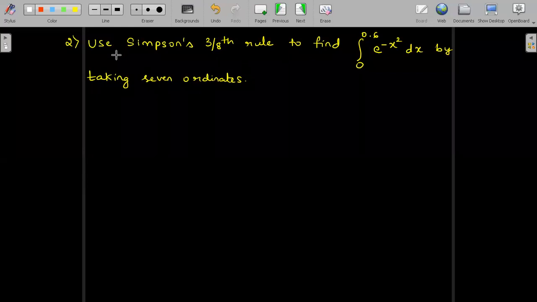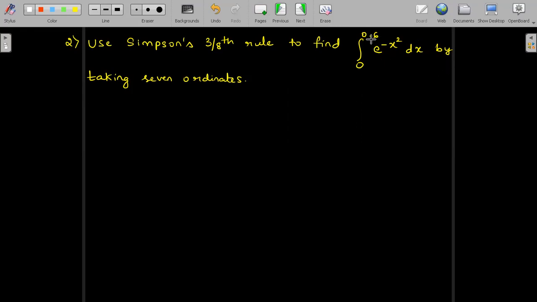Let us discuss the second problem now. Use Simpson's 3/8 rule to find integral 0 to 0.6 e power minus x square dx by taking 7 ordinates. So this is a problem application of Simpson's 3/8 rule. We need to evaluate integral 0 to 0.6 e power minus x square dx.